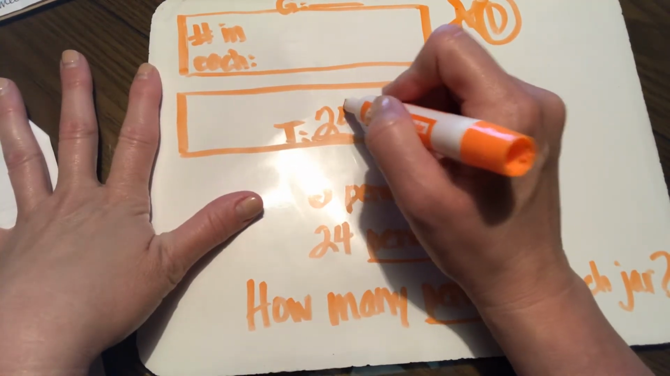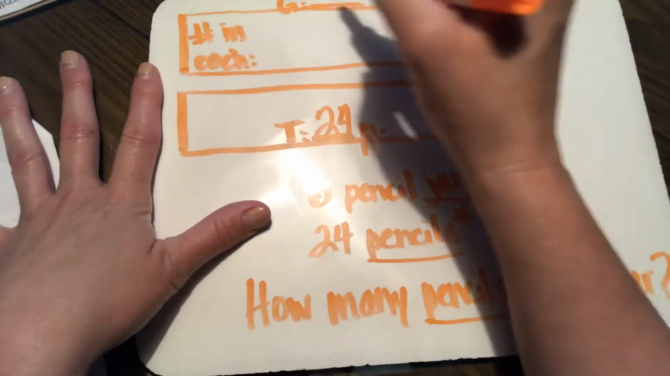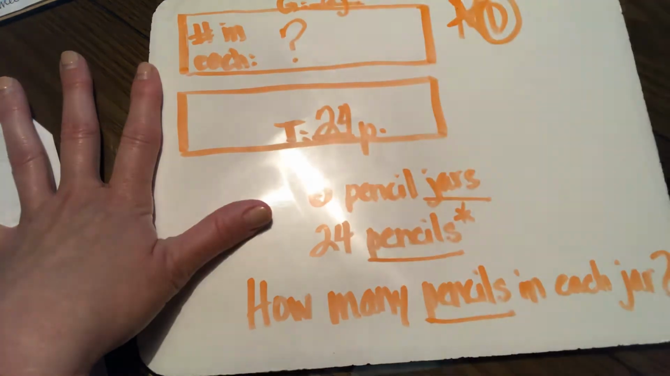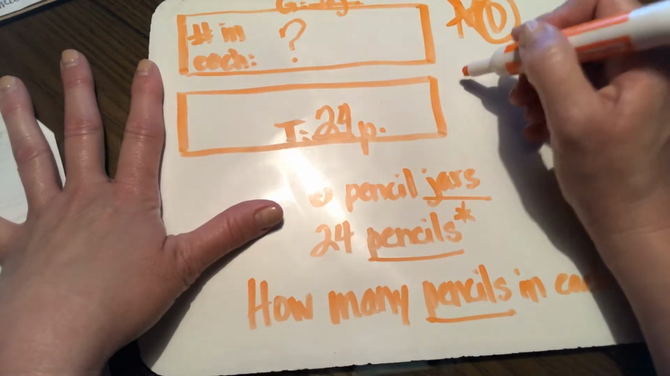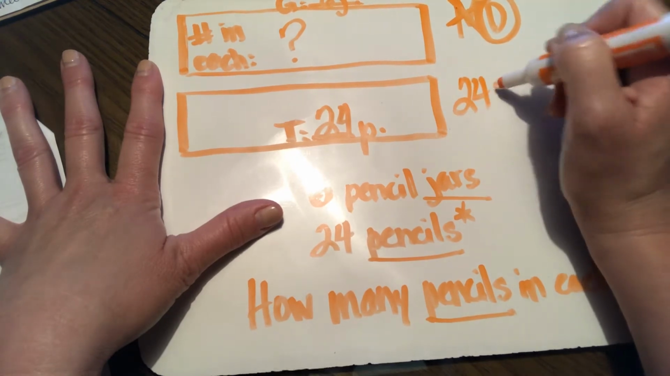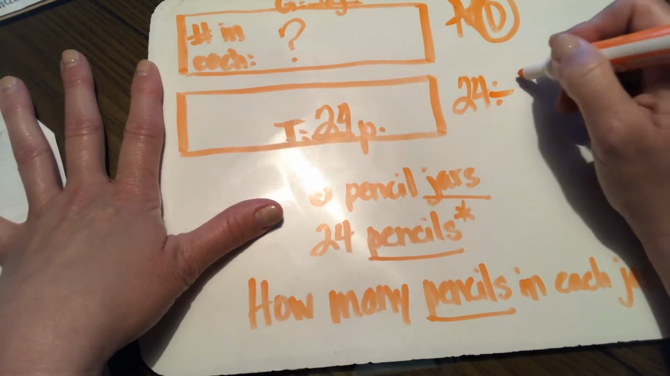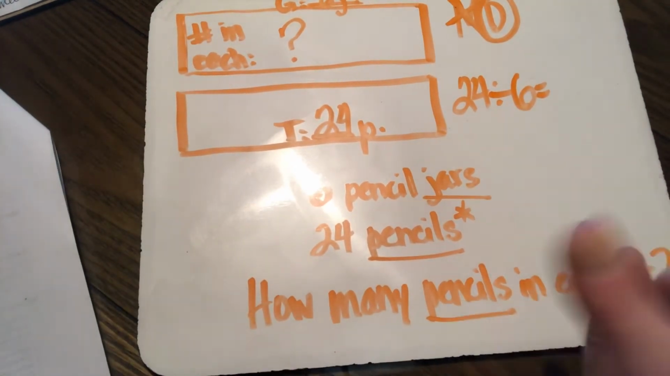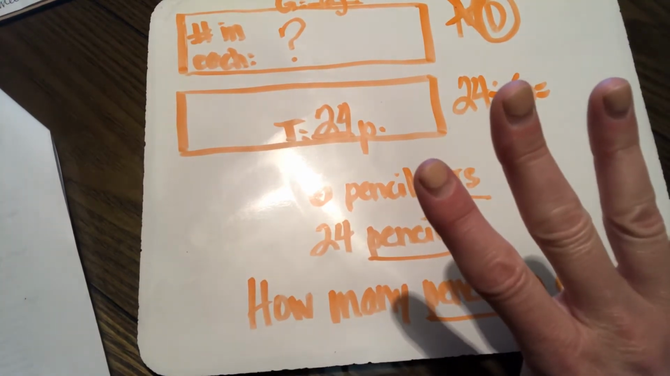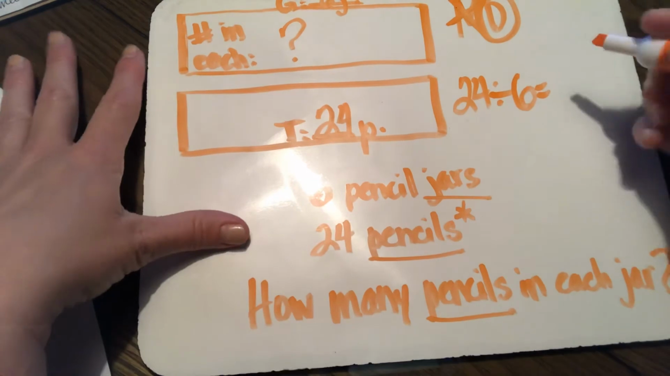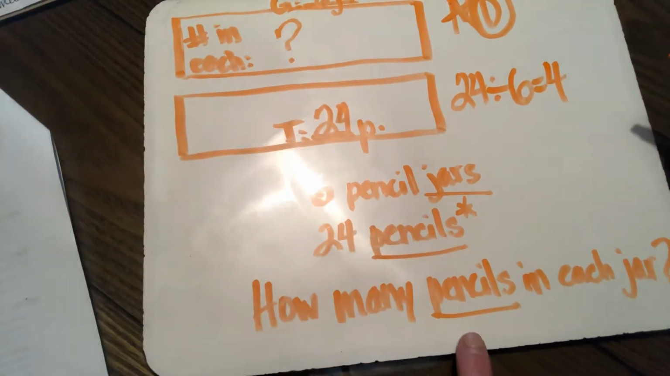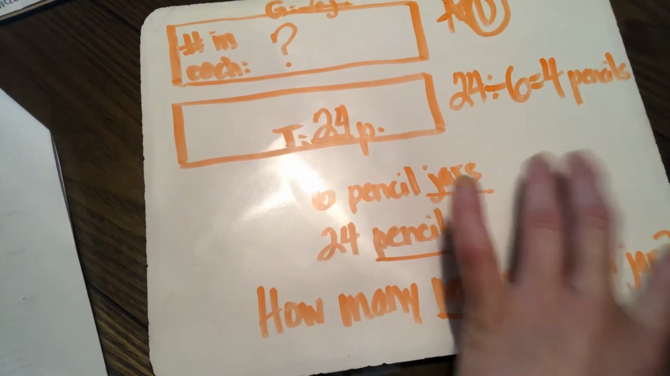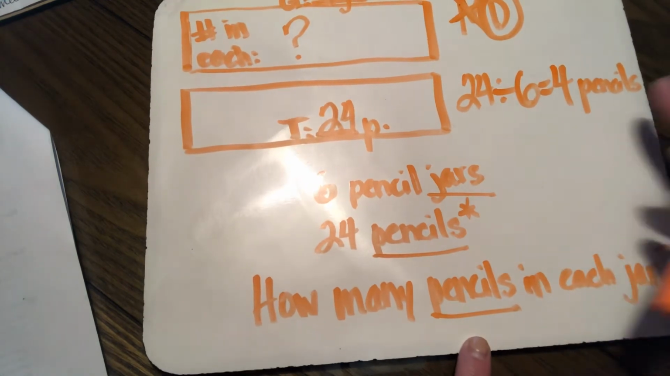So I've got 24. I'm going to put P for pencils. I've got 6 jars, and I'm looking for how many pencils in each jar. So we're going to take our 24 pencils and divide by 6 this time. Here we go. Let's count by 6s. 6, 12, 18, 24. I counted 4 times. So 4 is my answer. 4, my label is pencils, because that's what my question was asking about. How many pencils? 4 pencils.